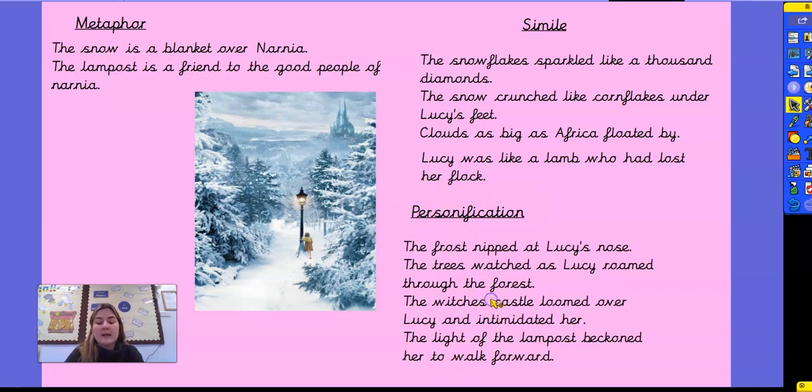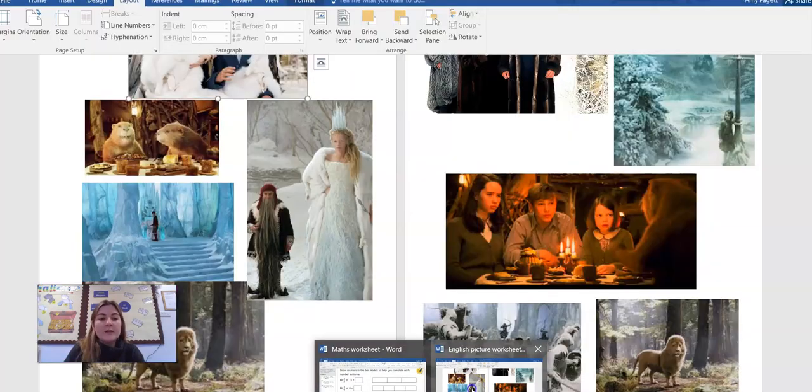And then I've got the light of the lamppost beckoned her to walk forward. Now, when you beckon someone, so sort of come here, again, a lamppost can't do that, but it's like the lamppost is inviting her, just like the wardrobe was. So I hope this gives you an idea of the sort of thing that you're going to be doing in your activity. I would like you to do the same.